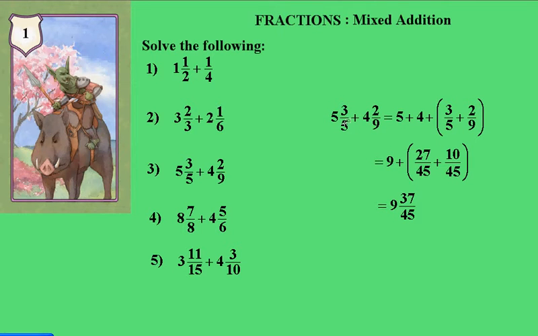Alright, and this one here, same sort of thing. Separate the numbers out, 5 plus 4, and the fractions, and we get 3/5 plus 2/9 over here. Now, the lowest common denominator is actually 45, so we have to multiply the 3 by the 9, giving you 27, and the 5 by the 9, giving you the 45. Multiplying this one top and bottom by 5, we get 10 over 45, which gives the result of 37 over 45, and by adding the 5 and the 4 also together, 9 37 over 45.